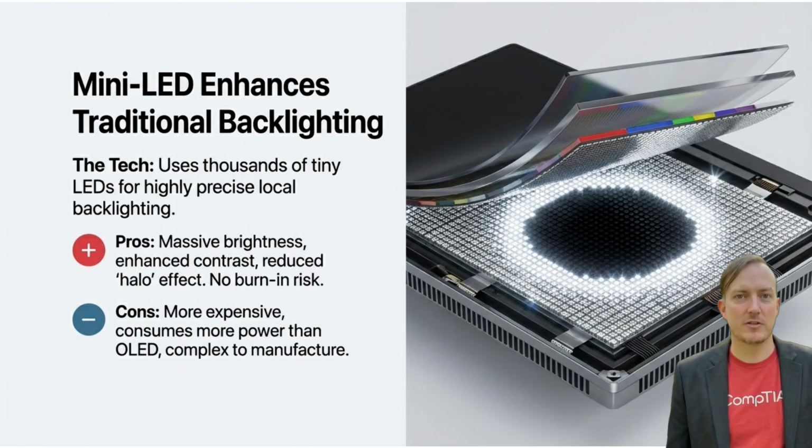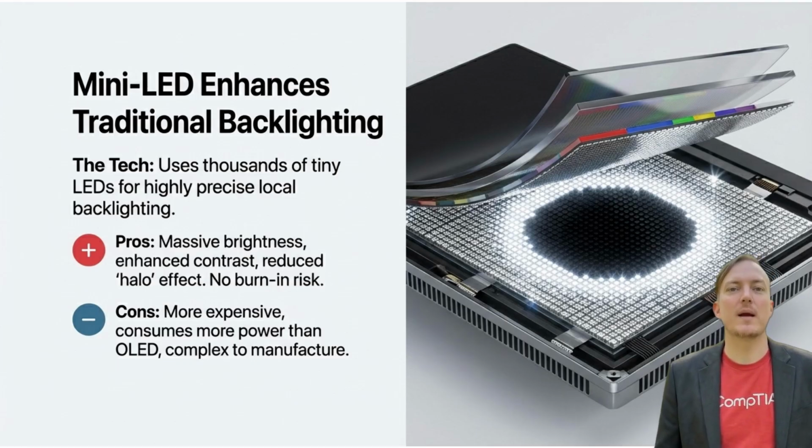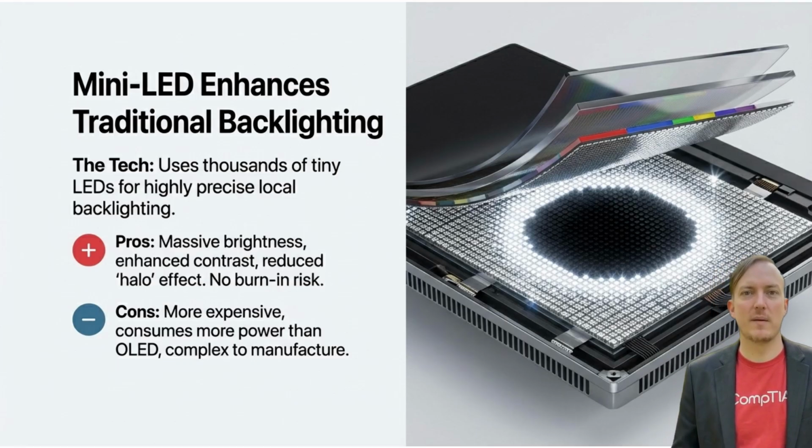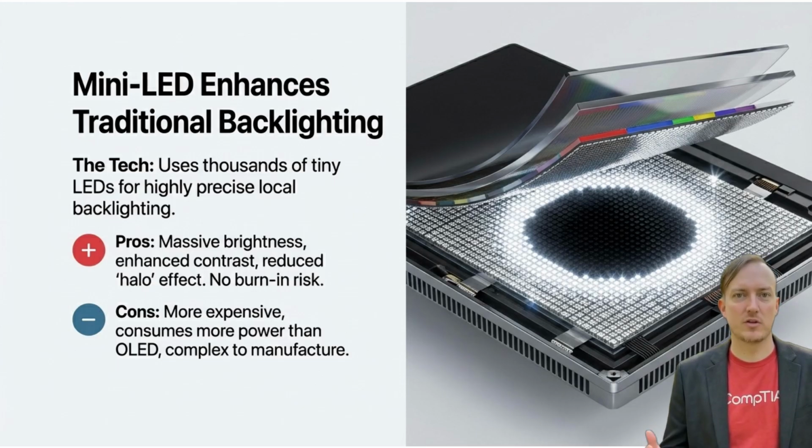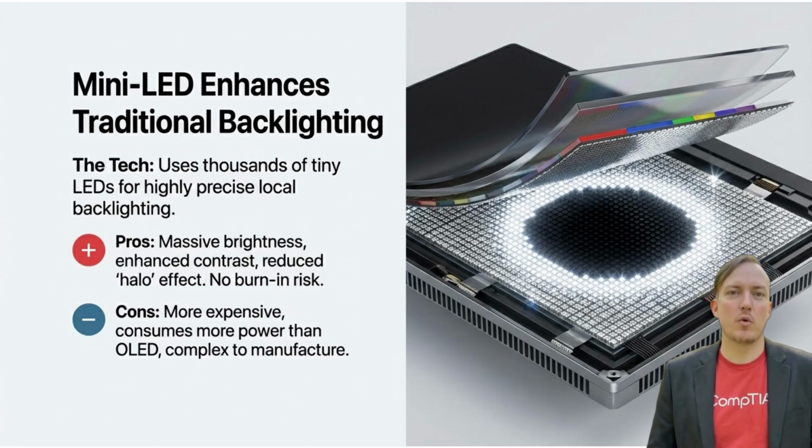To combat OLED's burn-in risk while matching its contrast, manufacturers created Mini LED. This technology takes a traditional LCD panel but completely overhauls the backlight. It uses thousands of microscopic LEDs grouped into precise local dimming zones. This provides massive brightness, incredible contrast, and reduces the halo effect around bright objects on dark backgrounds, all with zero risk of burn-in. The cons? It is highly complex to manufacture, making it expensive, and it consumes more power than OLED.